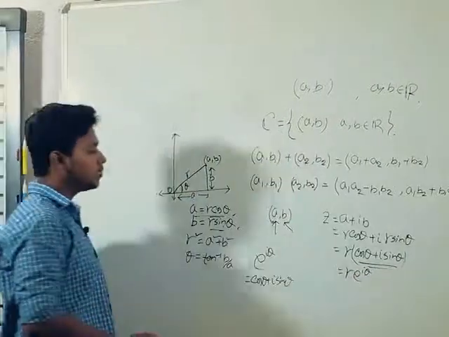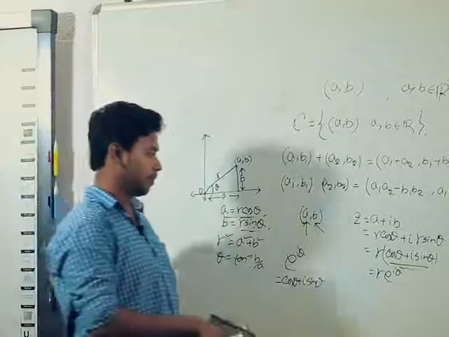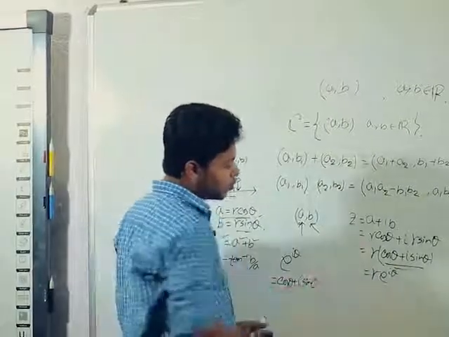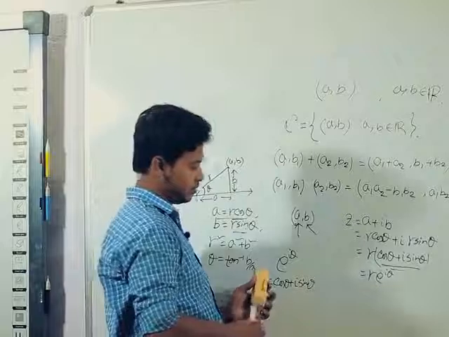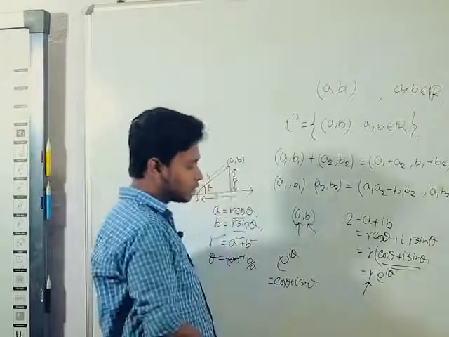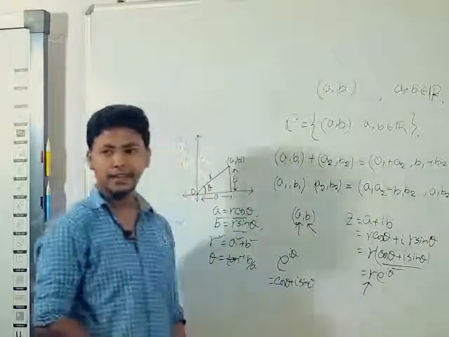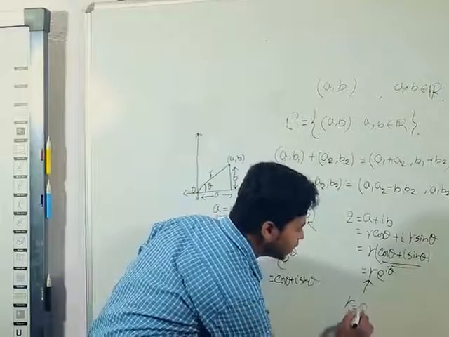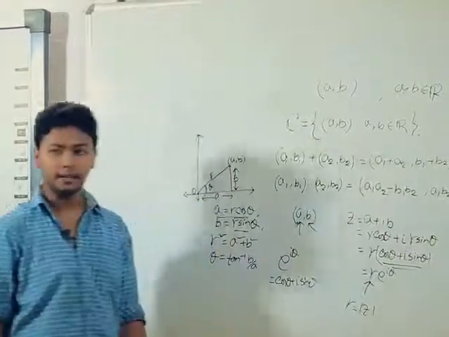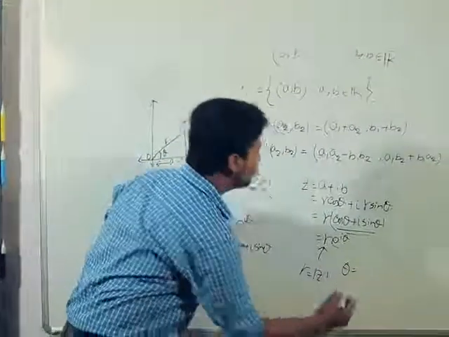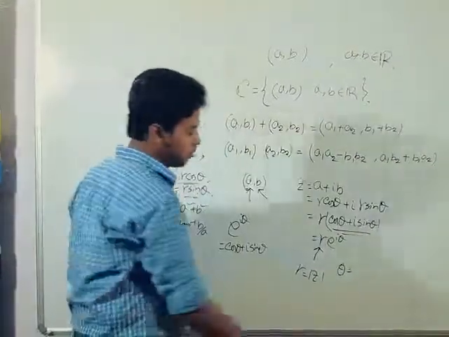So any complex number z we can write as z equals r e to the power i theta, where r is called the modulus value of z and is written as r equals mod z, and theta is called the amplitude of the complex number z.